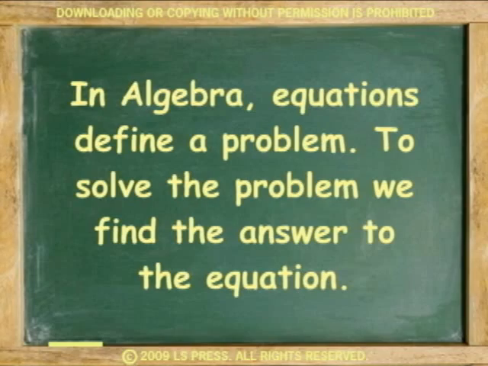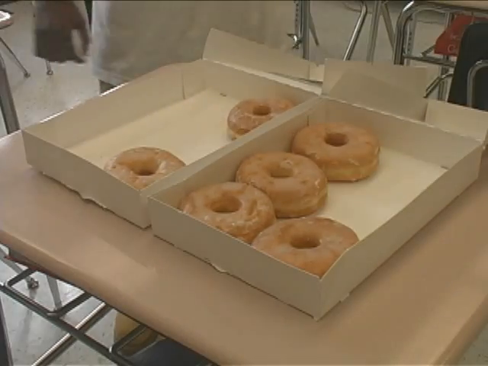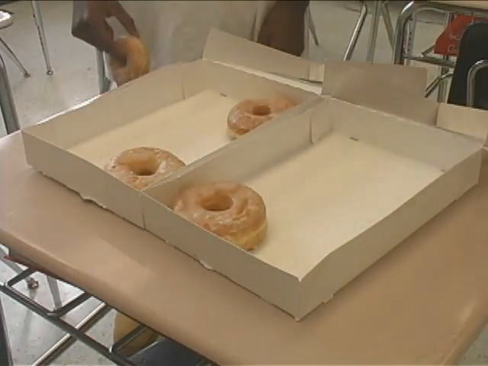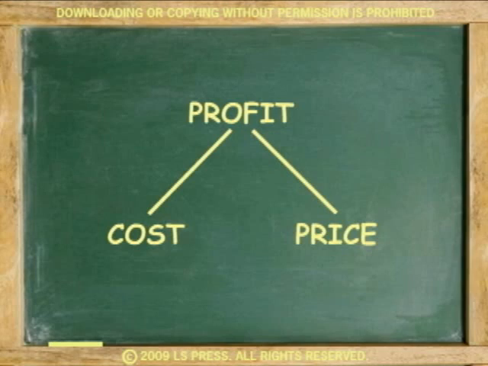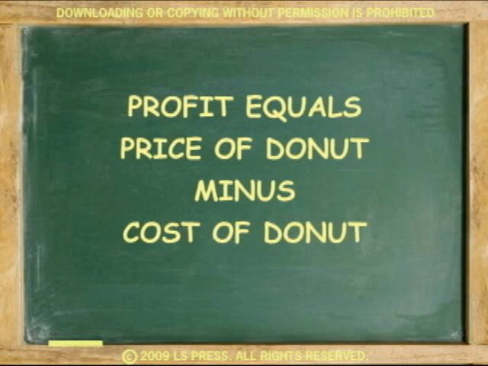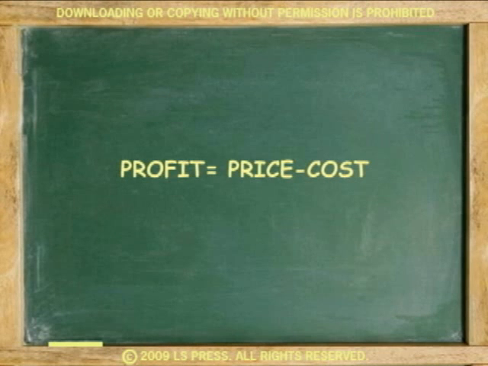So, if we study things that vary, we will be able to predict outcomes, sort of like predicting the future, but with as little error as possible. For example, when selling donuts for a school event, if I say profit depends on cost and price, then profit will equal the price I charge for the donuts minus the cost of the donuts. Or, for short, profit is equal to price minus cost.